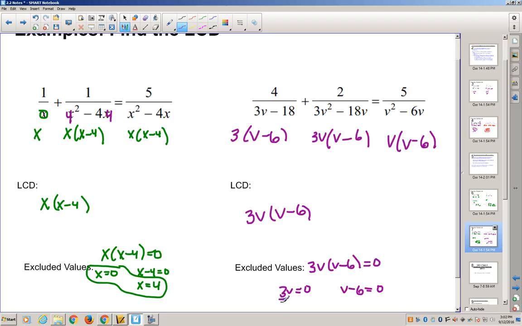And then you solve them both. I'm going to divide by 3. So that's going to give me v equals 0. That's going to be one of my excluded values, and this is going to be v equals 6. So those are my two excluded values. All right, so that's part 1.